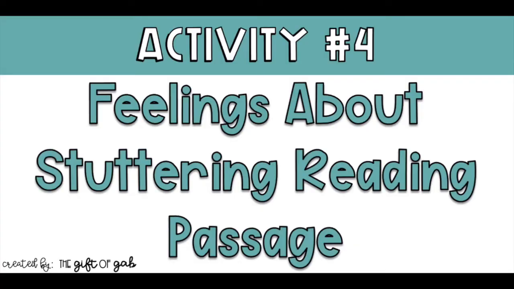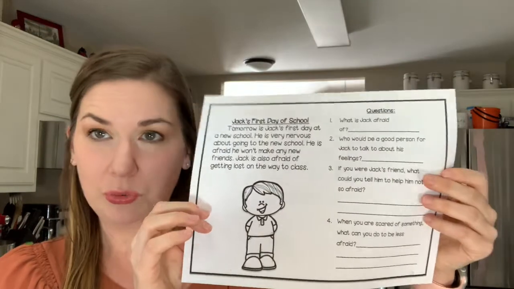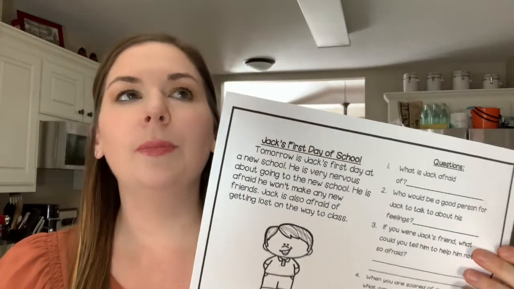So, number 3, vocabulary squares. Number 4, we're going to move on to talking about feelings about stuttering. Activity number 4 is going to be, I make a fictional little mini reading passage, or two. I actually have one for a little boy and one for a little girl.